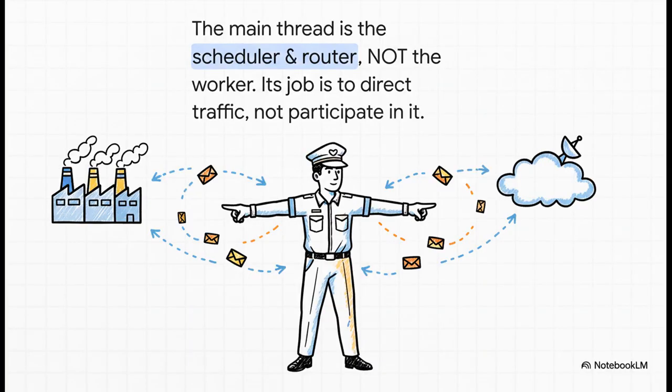The main thread is not a workhorse. It's not where you do the heavy lifting. Its job is to be a ridiculously fast air traffic controller. It just routes messages, points them in the right direction, and gets out of the way. It schedules, it routes, but it absolutely does not do the work itself.